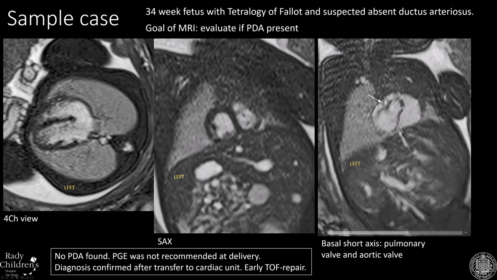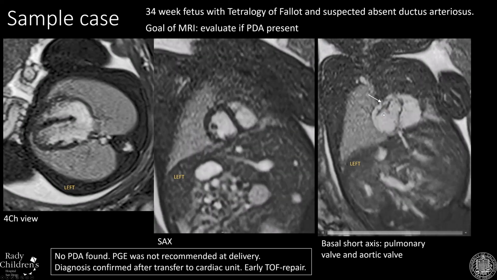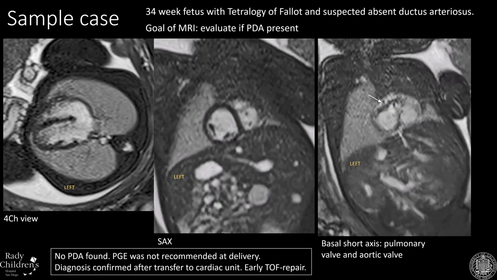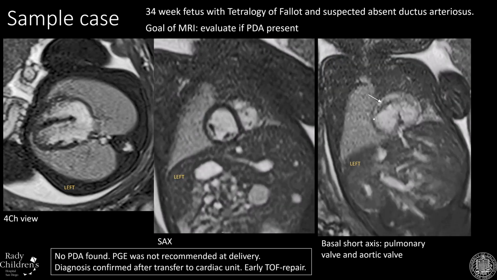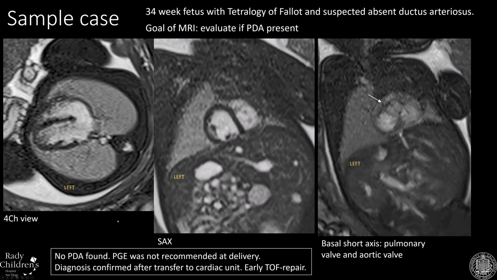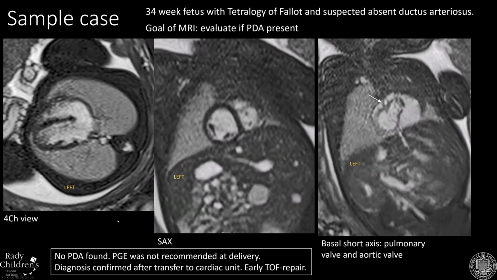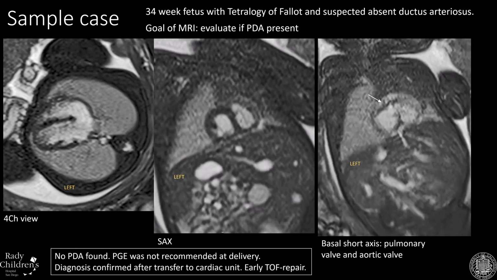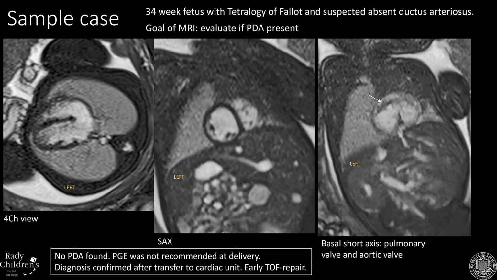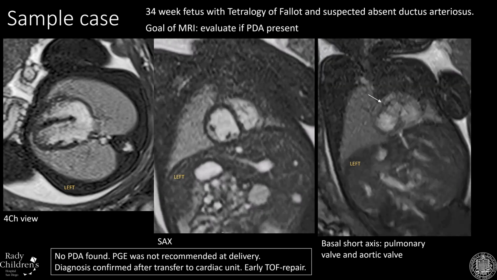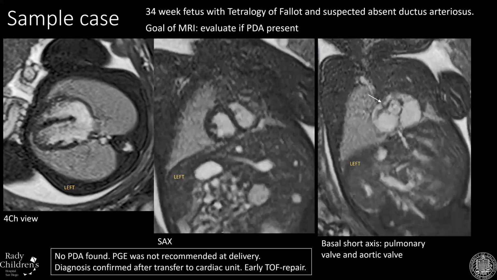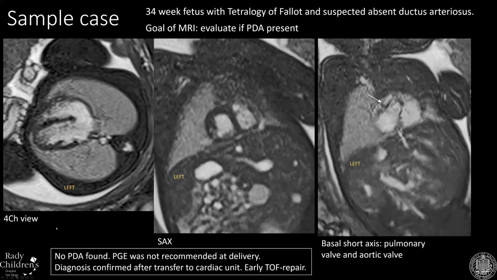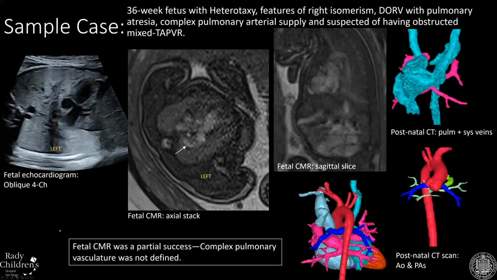In this more basilar short axis stack, you can see the hypoplastic pulmonary valve leftward of the aortic valve. On this scan, we did not see a PDA. We did not recommend prostaglandin, and the diagnosis was confirmed after the baby transferred to the cardiac unit. And he ended up undergoing an early tetralogy repair.